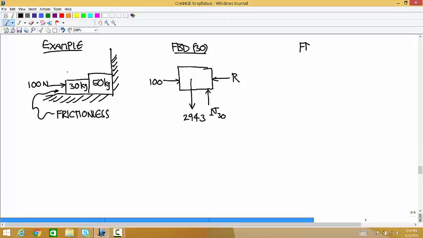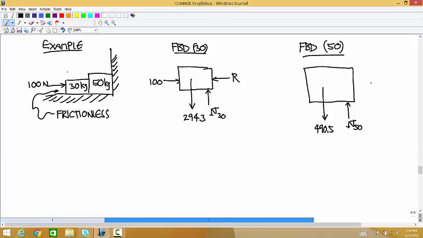And now we'll go to the free body diagram of the 50. 50 times 9.81 is 490.5. There's a normal force N50. There's a contact force with the wall. But the thing that this whole example is designed to show is the force between the 30 and the 50. That's represented on the free body diagram for the 30 with this R. So on the 50, we're going to represent that as an arrow going the opposite direction and a variable R. That's how that contact force appears. Any questions about that? Okay, that's it.